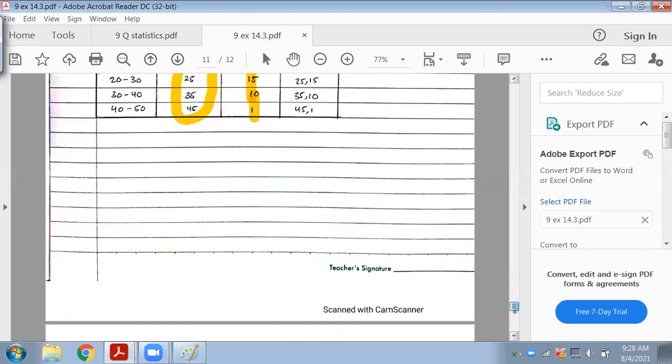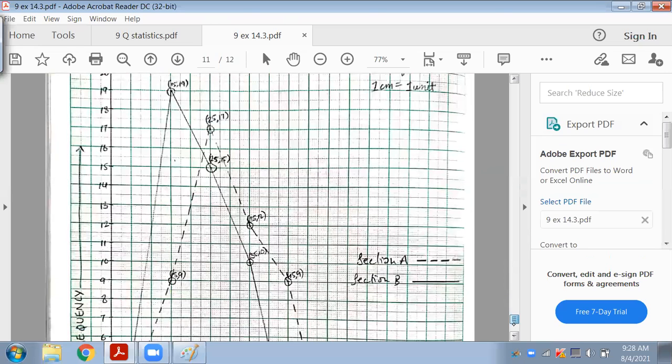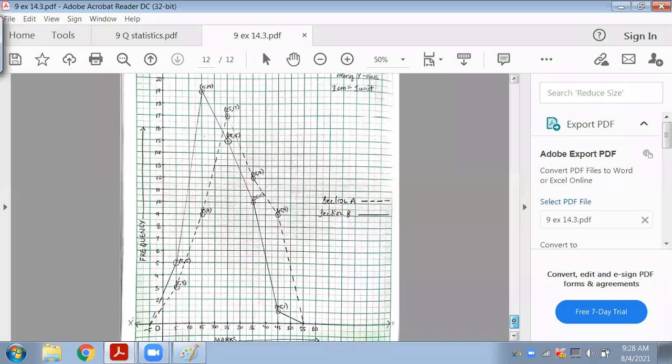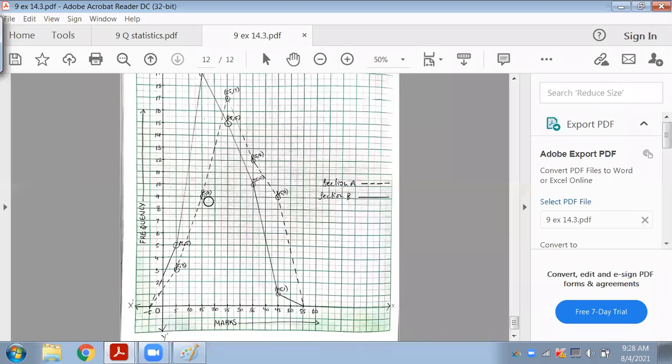Then let's see how to draw the graph. Now frequency polygon will be like this. This is the frequency polygon. In the frequency polygon, first we plot the points and then we join it by straight line.